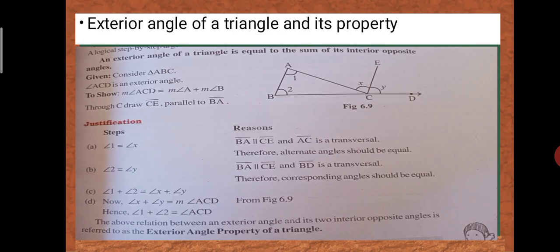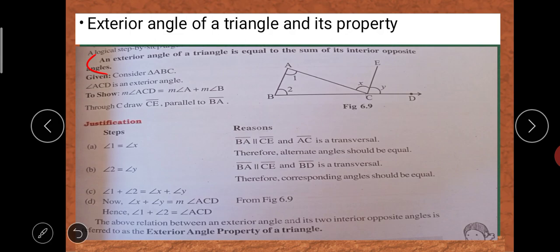First, see, an exterior angle of a triangle is equal to the sum of its interior opposite angles. This definition I will say again: an exterior angle of a triangle is equal to the sum of its interior opposite angles.